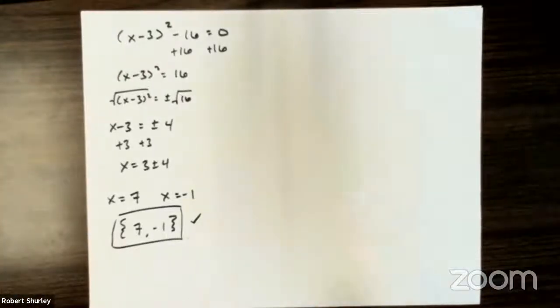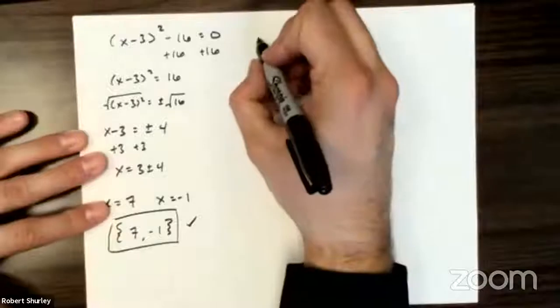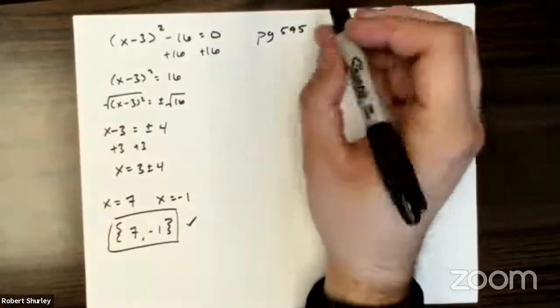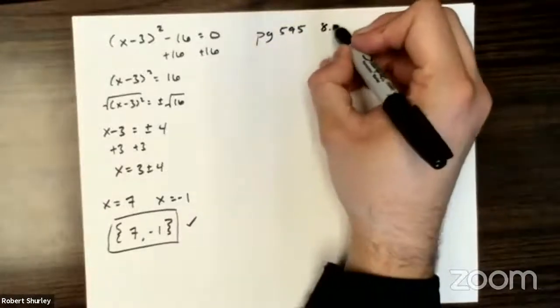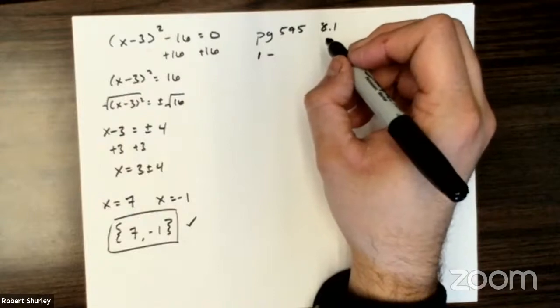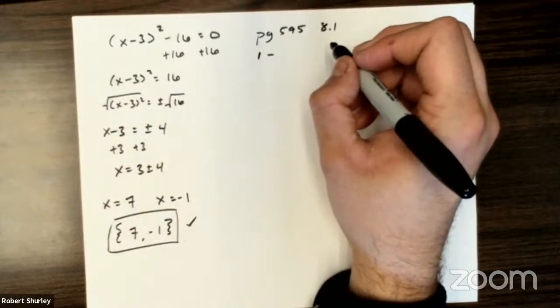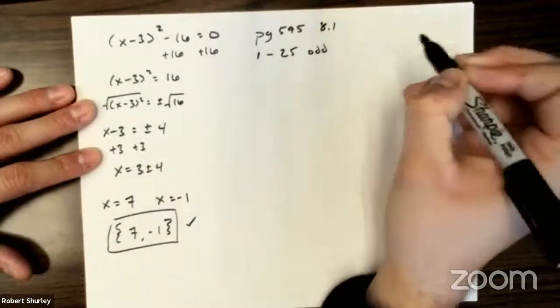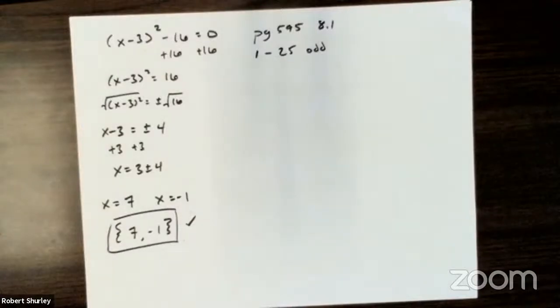Pretty neat. And that's all of today's lecture. If you look on page 595, the homework that I want you to cover in this section, section 8.1, is 1 through 25 odd. That's it, just 1 through 25 odd. It's only about 12 or 13 questions. Get those done, and that's going to be it for today's lecture.